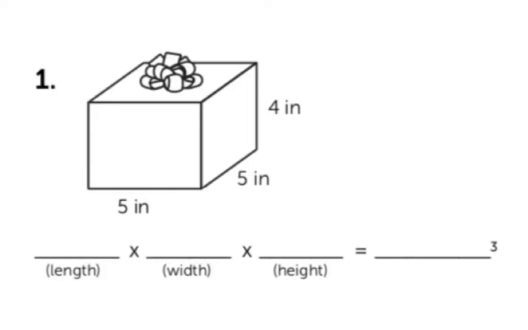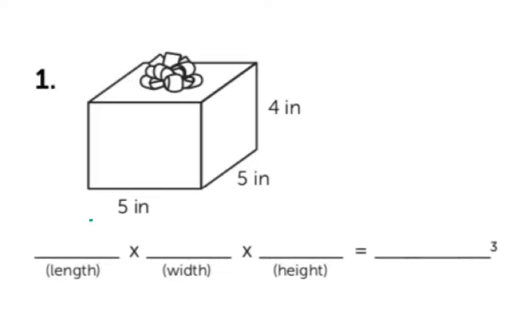So now we're going to start looking at these where they don't have those cubic unit cubes in there. Now we're just looking at a box like we might see in the real world. In this case, it is a picture of a gift box. We're going to do the same thing. Length times width times height. Now you'll notice here the length and the width, both of these sides are the same, so it doesn't matter which one we write first.